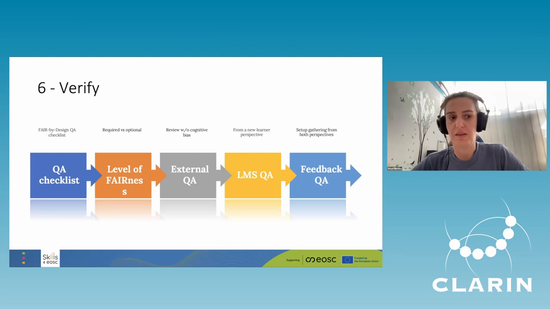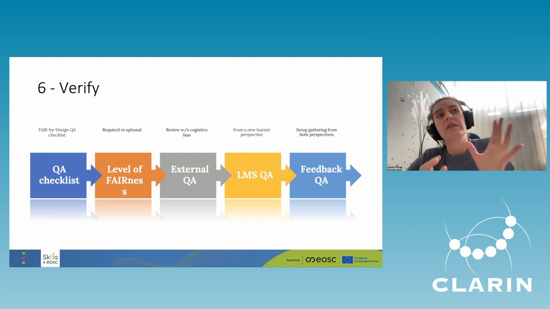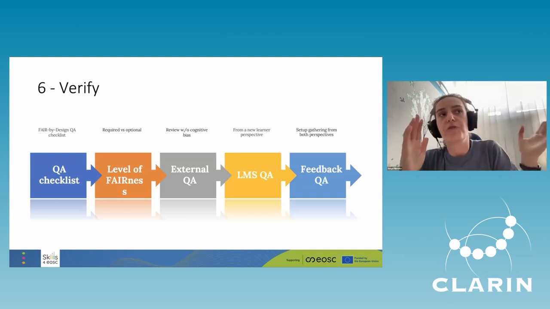Maybe I missed something. So there is a QA checklist that we prepared for you, and we'll talk about it more in the second session, where you have a list of questions, and based on this, you can define your level of fairness. And there are some points that are required. Without this, you're not FAIR. And there are some points like nice to have. If you have it, then you're more FAIR. If you don't have it, then you're less FAIR.